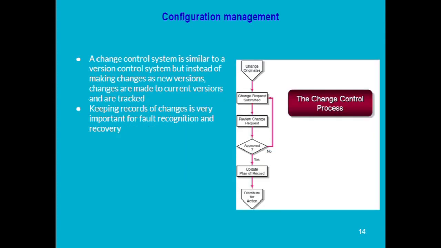Similar to the version control system is a change control system. The main difference is that instead of keeping multiple different versions, you keep only a couple of versions and just monitor the changes made. You need to monitor the changes made because if you want to get back to an old version because a change is bad, then you can easily undo it if you have the steps written down.